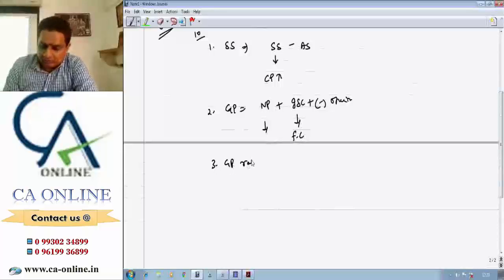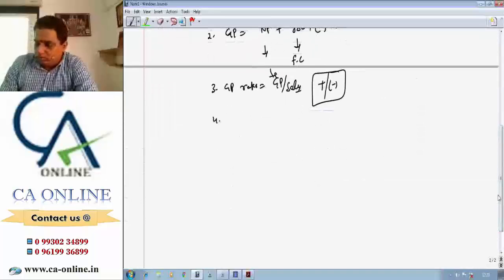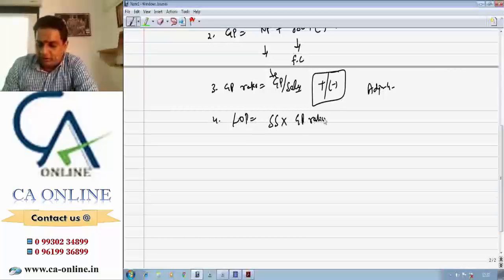Step 3, GP ratio. GP by sales. The step 2 GP divided by which sales? Previous accounting year sales. Then if there is any adjustment in trend, you need to give effect for that. You will find out adjusted GP ratio or revised GP ratio. Step 4, you need to find out loss of profit. Loss of profit is short sales into GP ratio.